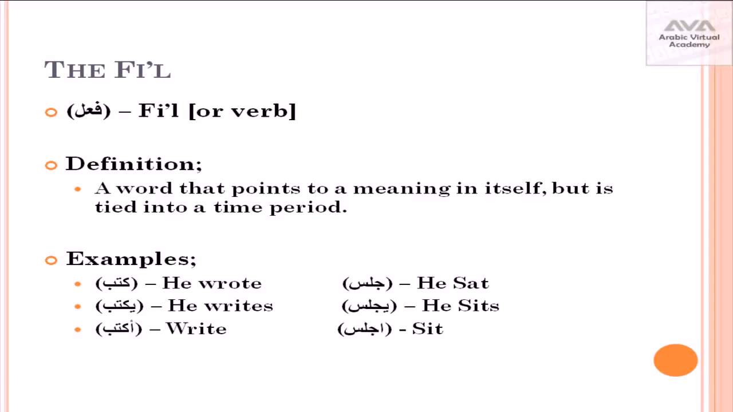So you see that all of these words are tied into a time period, just like the word jalasa. Jalasa, you have yajlisu. Jalasa is for the past tense. Yajlisu is for the what? For the present tense. And ijlis is something that you're requesting that's done in the future, whether it's the near future or the far future.